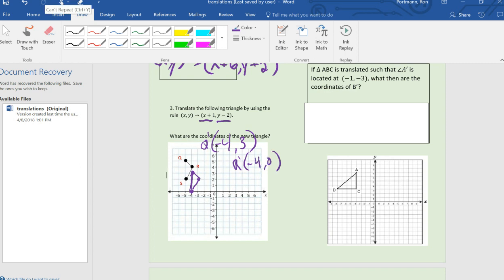And then we're going to say R prime is going to be at -4, +4, or -4, 0. No, that's S. That should say S. So S is -4, 0, and then R is going to be at S.